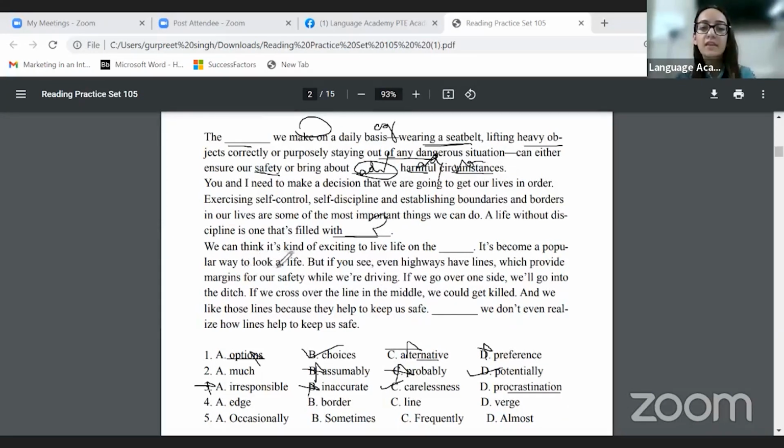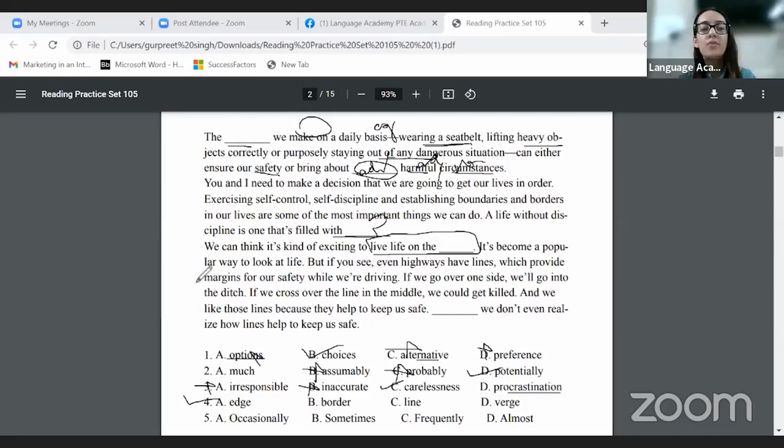We can think it's kind of exciting to live life on the edge. Note it in your list of phrases. This is a phrase. Live life on the edge is a phrase. So live life on the border, line, or verge may be correct in your understanding, but when we have a phrase, we have to go with the phrase and we cannot go with any other word.